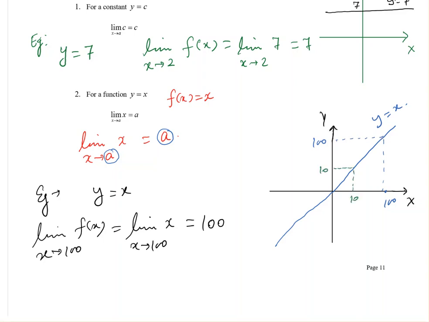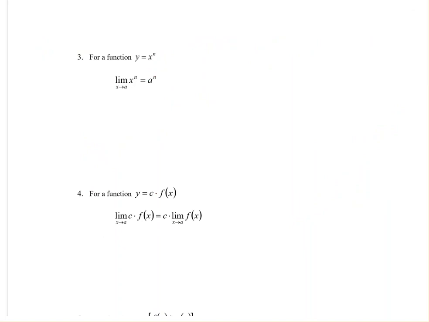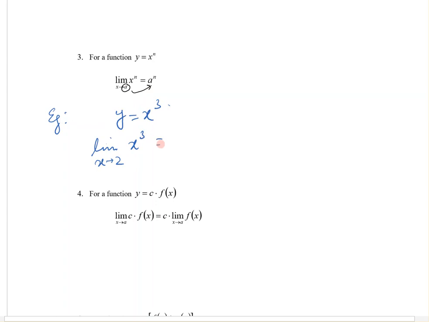Next, we discuss Cauchy's rule for a power function y equal to x raised to power n. Again, we simply plug in the value of x. So you just plug in this value here. For example, if you have y equal to x cube and you try to find the limit as x approaches 2 of x cube, we just replace x by 2 and we get our solution.